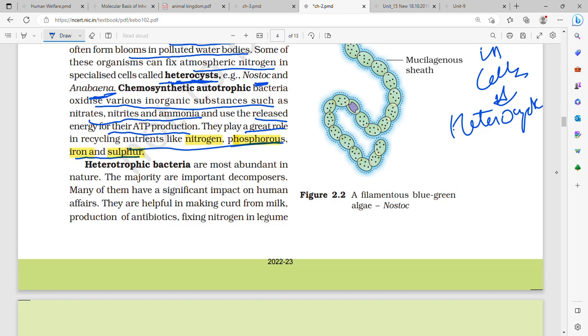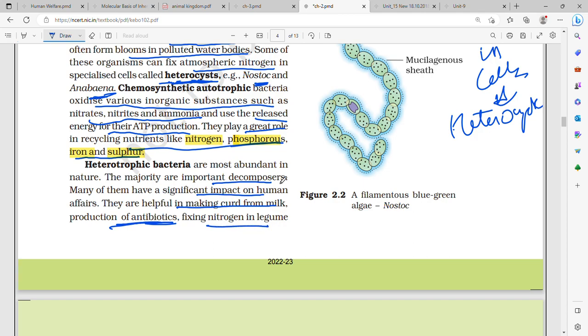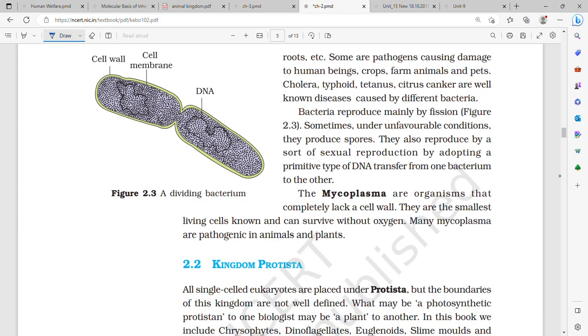Heterotrophic bacteria are most abundant. They're decomposers. They have significant impact on human affairs. They help in making curd from milk, that is your lactobacillus, production of antibiotics, then fixing nitrogen in legume roots, such as your rhizobium. Some are pathogens causing damage to human beings, such as your Haemophilus influenzae, Streptococcus pneumoniae.